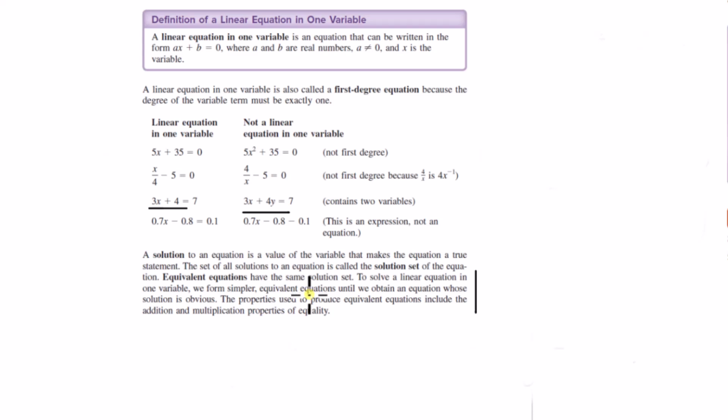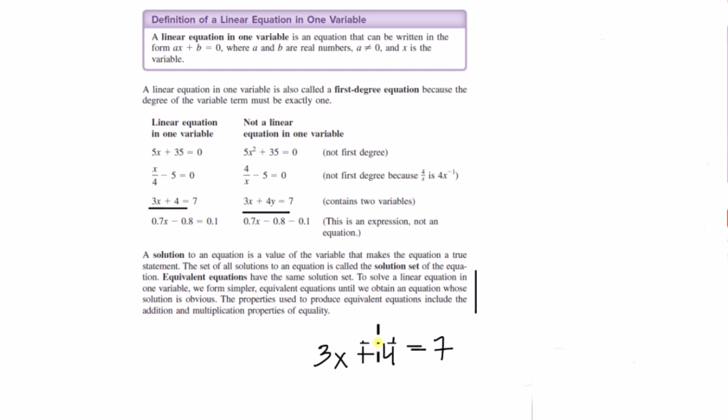Equations that are equivalent because they have the same exact solution set, until we obtain an equation whose solution is obvious. So we're going to start with a linear equation in one variable like this. What we're trying to find is the solution set to this. That's what we want, right? All the values of x that when you plug them into this equation, satisfy the equation. That's what we're trying to figure out.